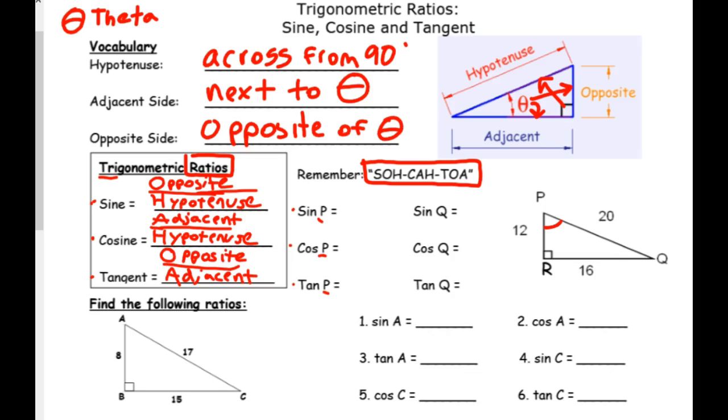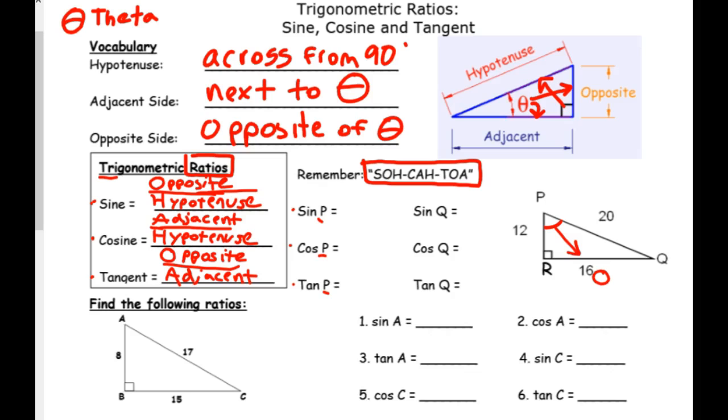Here's what you need to get really good at. You need to label O, H, and A. Label the opposite side, label the hypotenuse side, and label the adjacent side. Let me show you how it's done. Starting at P, if I go across, that's my O, opposite side. Put a little O over there on each triangle.